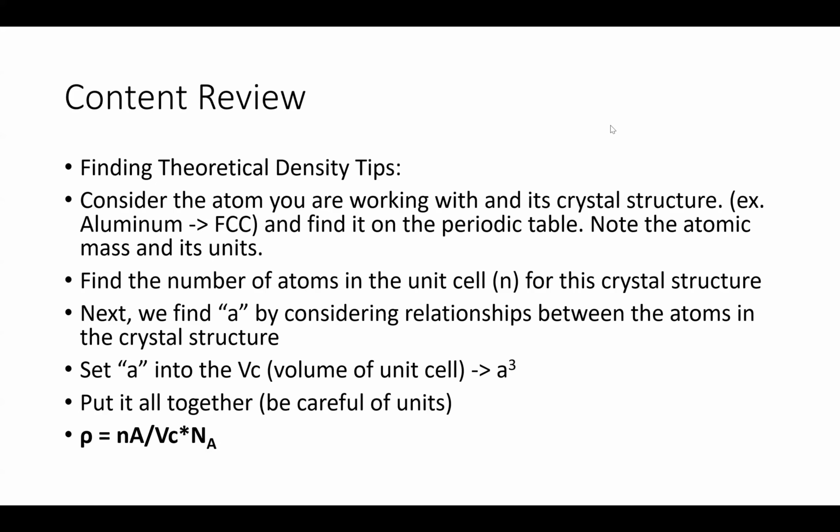So, finding theoretical density, some tips. Consider the atom you're working with and its crystal structure. For example, aluminum has a face-centered cubic structure, and find it on the periodic table. Then we note the atomic mass and its units. Atomic mass is given in grams per mole. And then we find the number of atoms in the unit cell. This is n for this crystal structure. Next, we find a by considering the relationships between the atoms in the crystal structure.